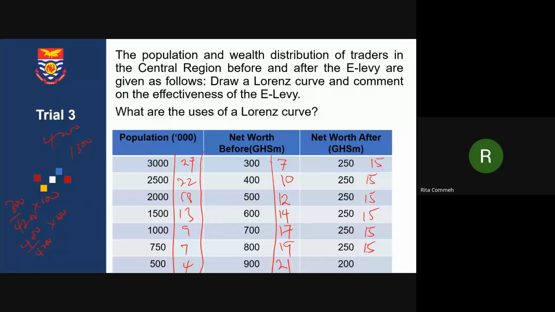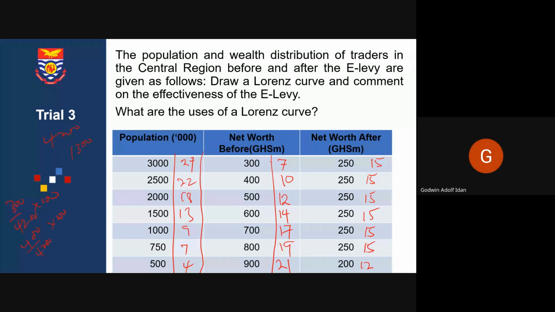18. Are you sure? 12. 12. Check again. 12 is correct. Yeah, 12. Confirm. Are you sure? Yes. Let's sum them up and see if you get the total 100. It's 102.